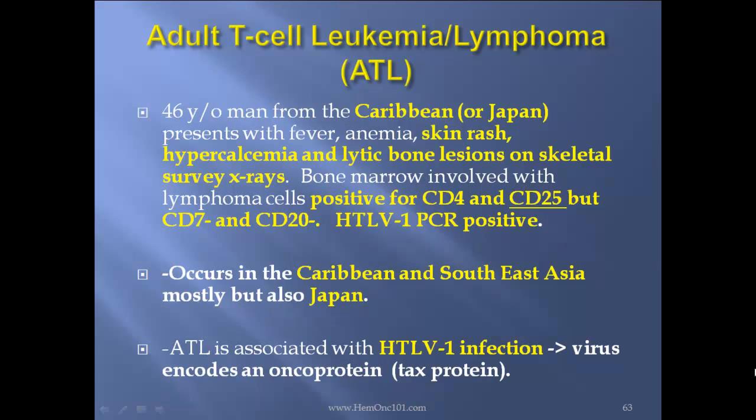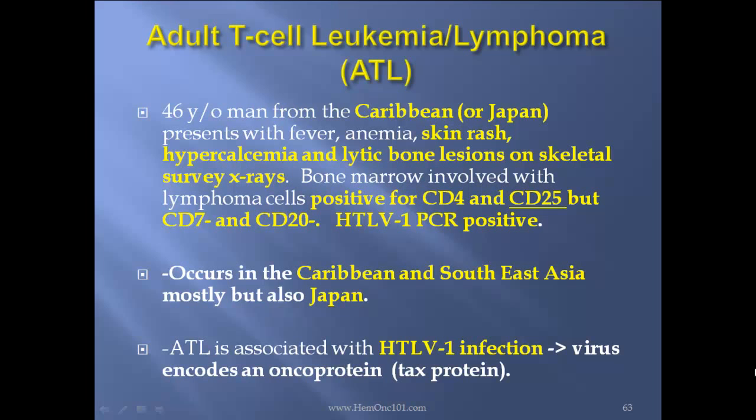Adult T-cell leukemia and lymphoma. Case report: a 46-year-old male from the Caribbean, or they could present someone from Japan, presents with fever, anemia, skin rash, hypercalcemia, and lytic bone lesions on skeletal surveys. So remember, if you see lytic lesions, think either Langerhans cell histiocytosis, adult T-cell leukemia and lymphoma, or myeloma. Bone marrow involvement with lymphoma cells is positive for CD4 and, very important, CD25, but negative for CD7 and CD20.